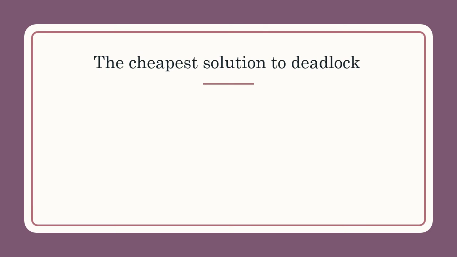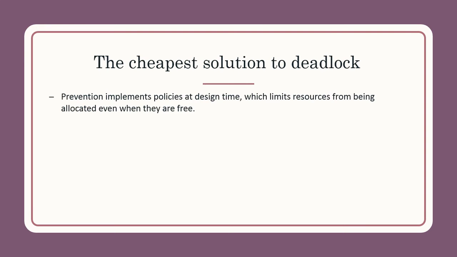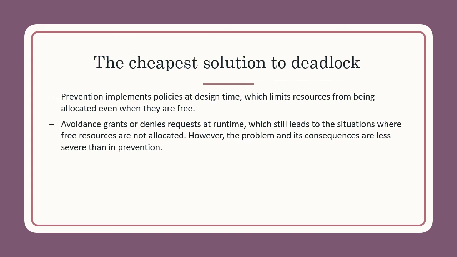The cheapest solution to deadlock. Prevention implements policies at design time, which limits resources from being allocated even when they are free. Avoidance grants or denies requests at runtime, which still leads to situations where free resources are not allocated. However, the problem and its consequences are less severe here than in prevention.